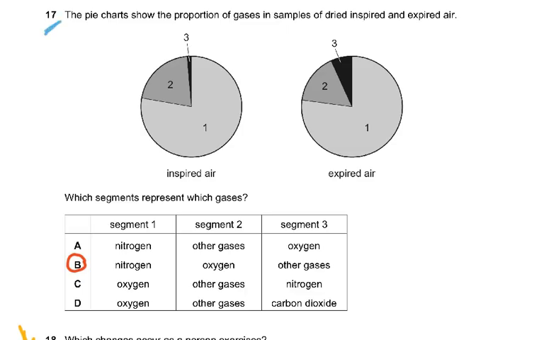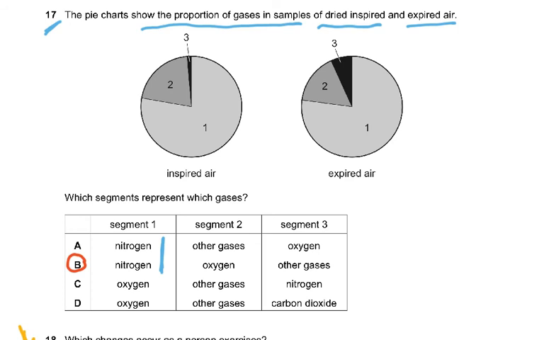Then question 17. The pie chart shows the proportion of gases in samples of dried, inspired, and expired air. So dried means that there is no water vapor. Now one had to be nitrogen, so it was either A or B. And then because that's 78% and 20% is oxygen, nitrogen is segment 1, and segment 2 was oxygen, which is the one labeled 2.